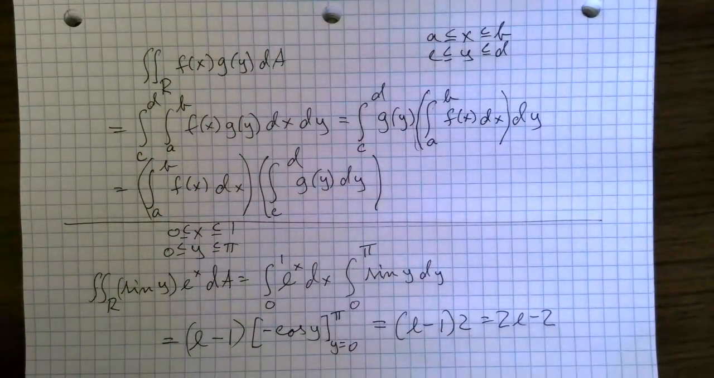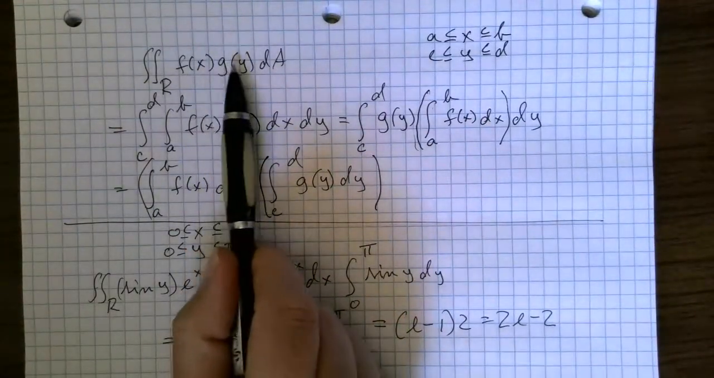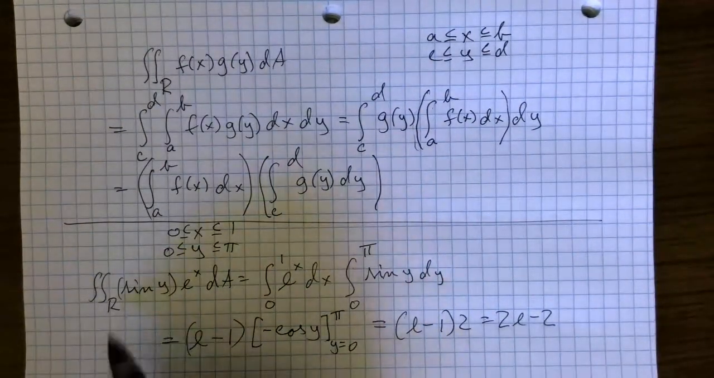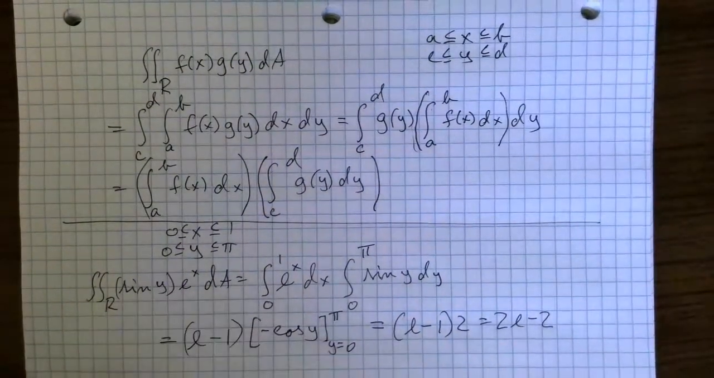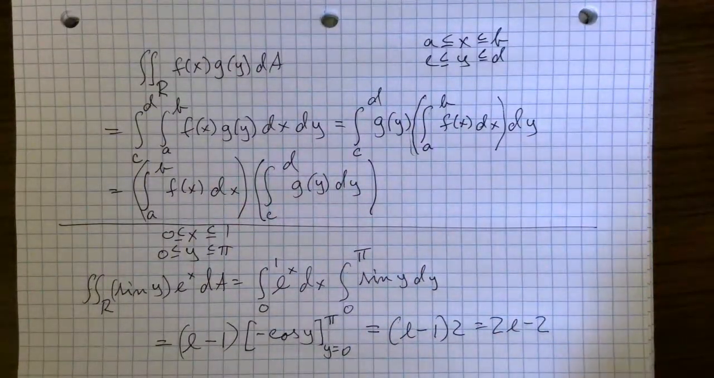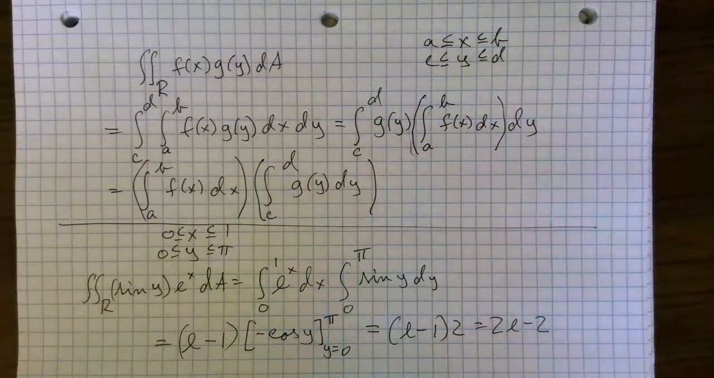Now again, it only works if I have a function of x alone and a function of y alone and a product of them. It wouldn't work if I had, let's say, sine of x times y. I cannot do this. If it would be e to the x times y, I cannot do this, because it would not be a product of a function of x and a function of y. All right?